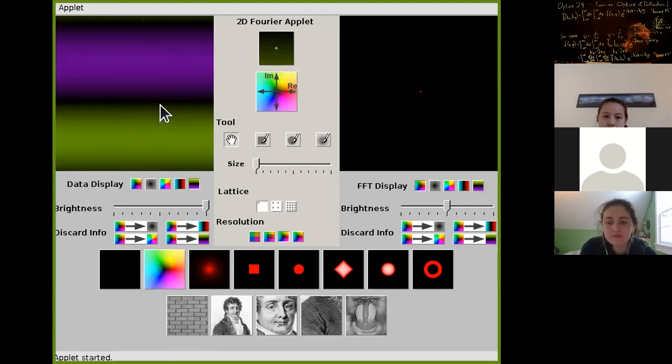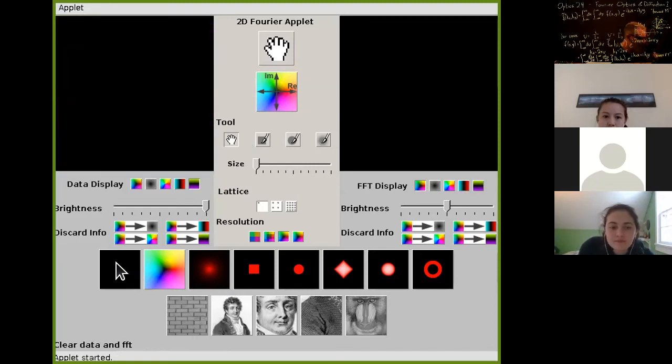Let me clear this again, and let me show you some other things you can do. You can click this. This is a Gaussian. I have to readjust this.